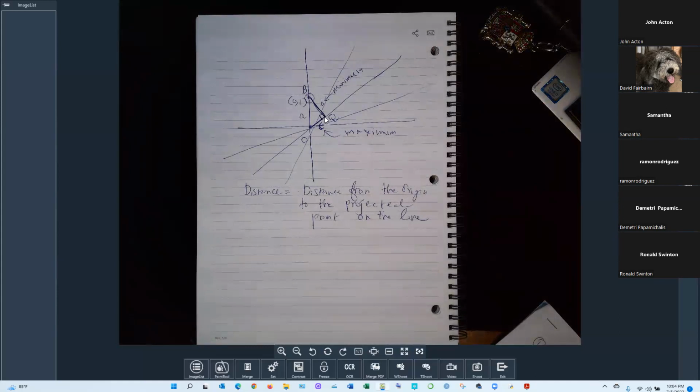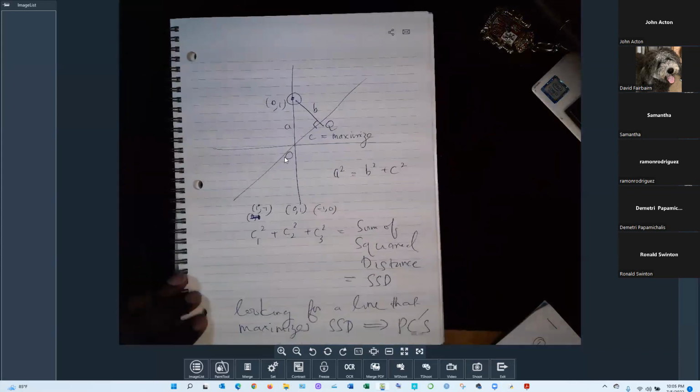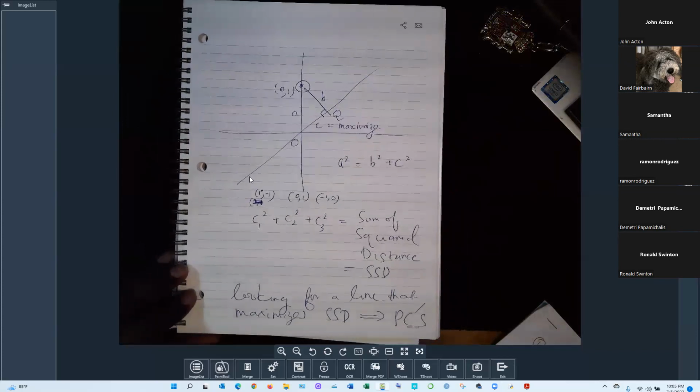is maximized, in such a way that I pick any line that's going to go through this center. The distance from the origin to the projected point on the line. I'm going to focus on that one for the time being, physically. Rather than minimize this distance, I'm going to try to maximize the distance from the origin to that projection. I pick one point that will give that kind of a result.